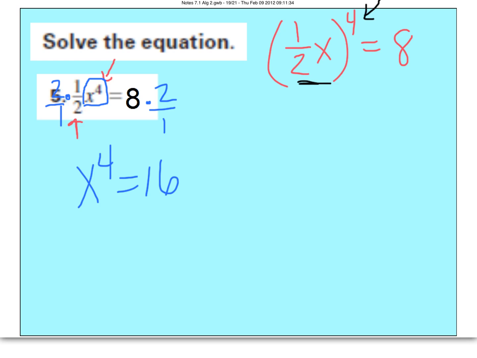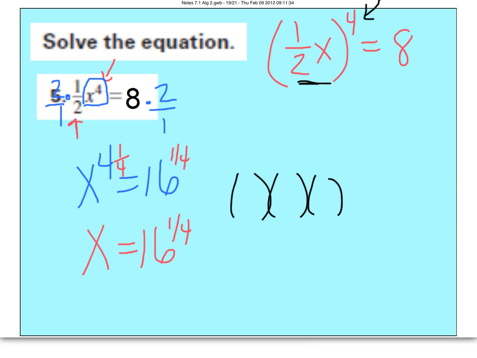Now the last thing you have to do is to get rid of the little 4, so you multiply again by its reciprocal. So the real question is, it says x equals 16 to the 1/4 power. So is there a number that, if we do 4 times, will give us 16? And it should be a 2. So based on this, x will equal 2.